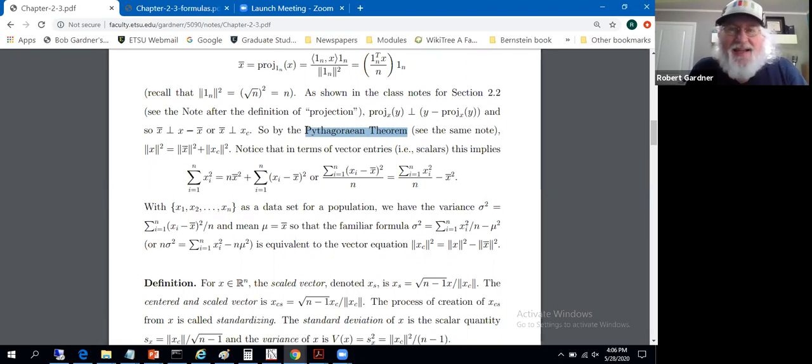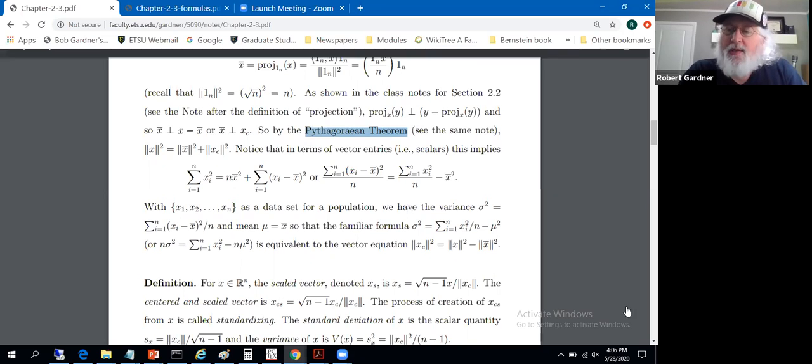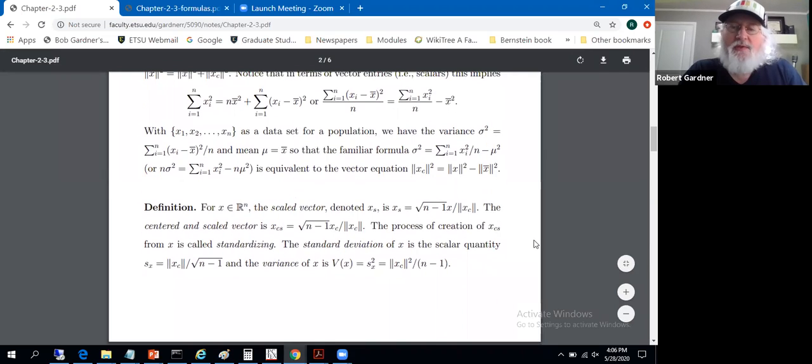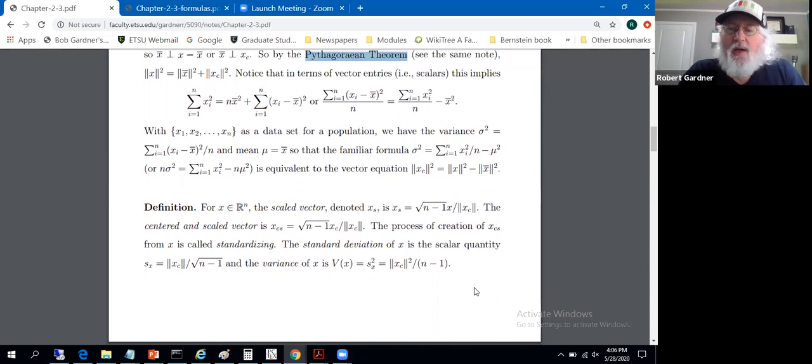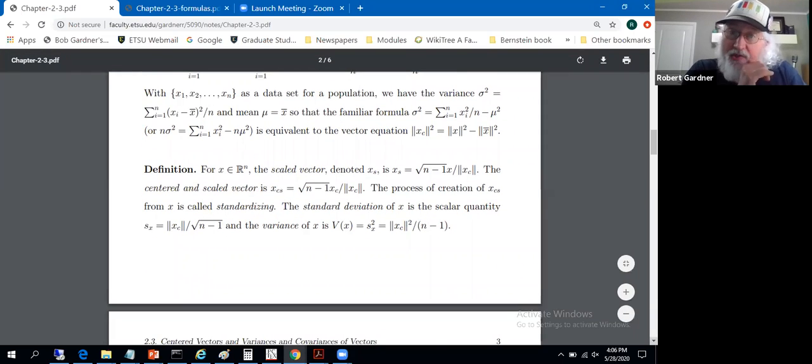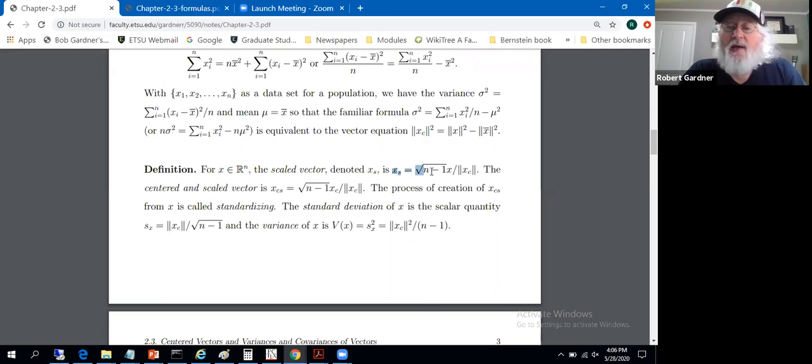Now, what really makes us tick is the way we defined the centered counterpart x sub c. That's what really made this geometric property synchronize so well with this little formula from statistics. Some other things we can do, the definitions here, not well motivated until we do some computations with them. For x, a vector in Rn, an n-vector, the scaled vector, denoted x sub s, is x sub s equals the square root of n minus 1 times x divided by the norm of the centered counterpart of x. Okay, I can define what they want.